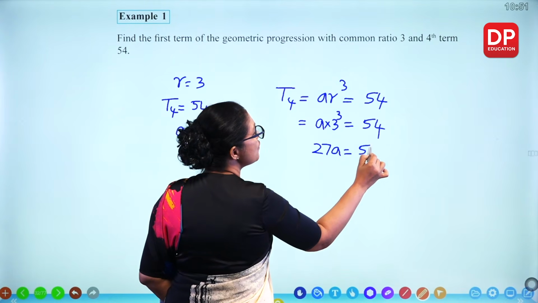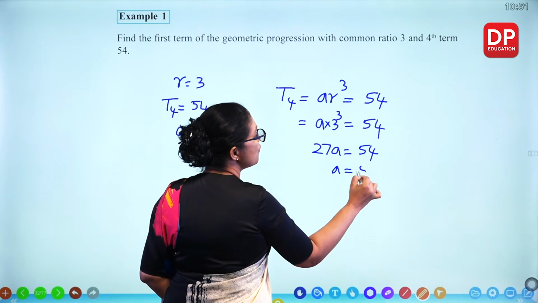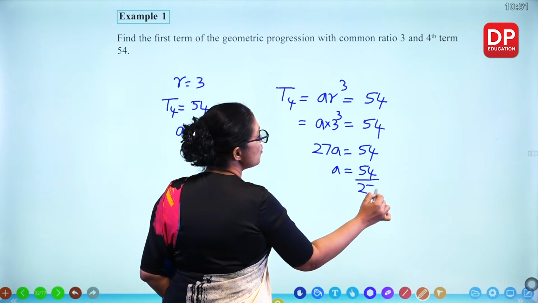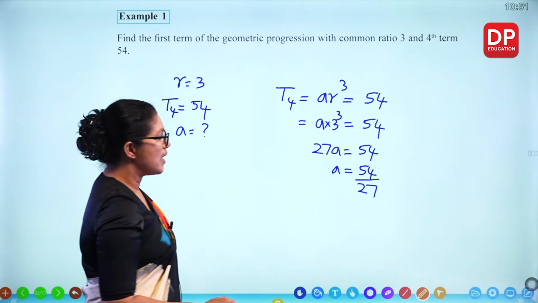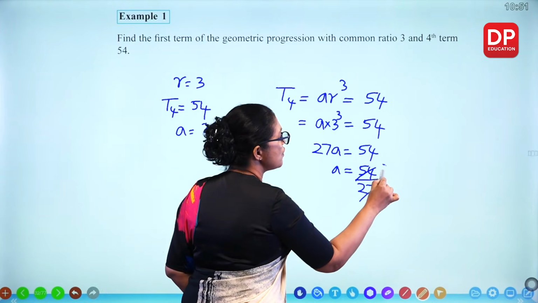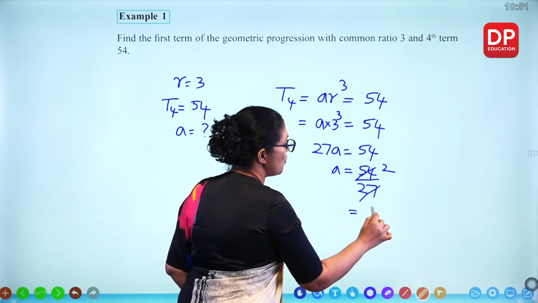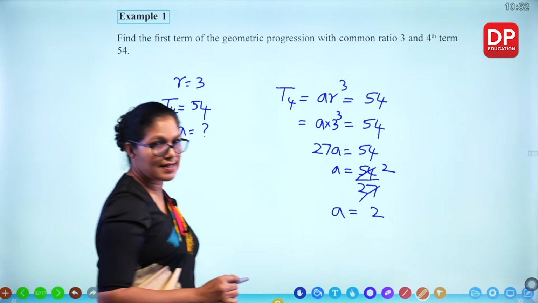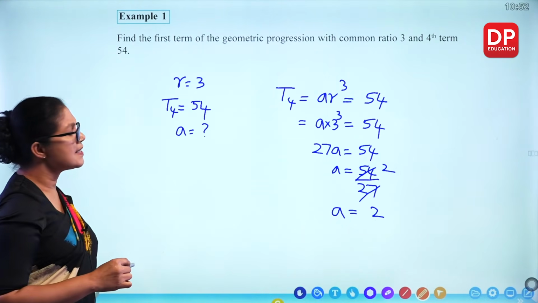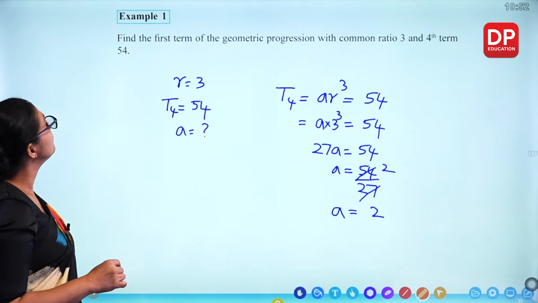27A is equal to 54. So what's the A value? 54 divided by 27. When you multiply by 2, you get 54. So A is 2. That means the first term is equal to 2.